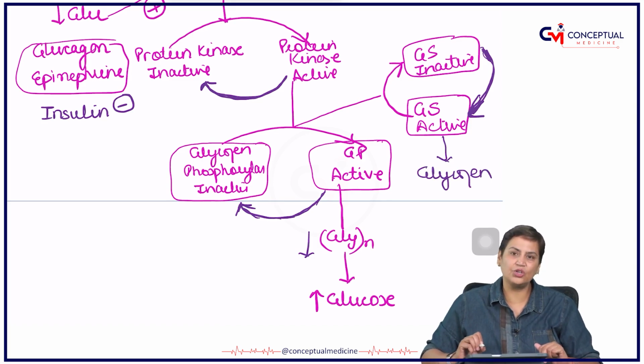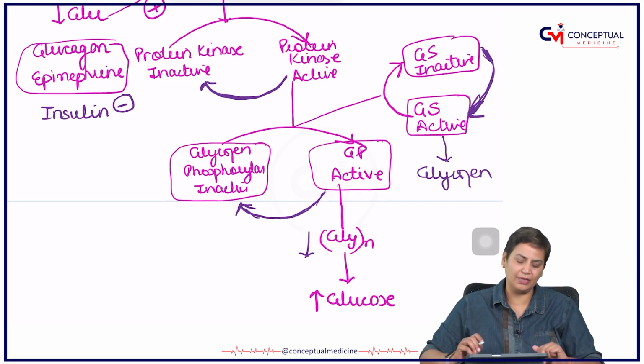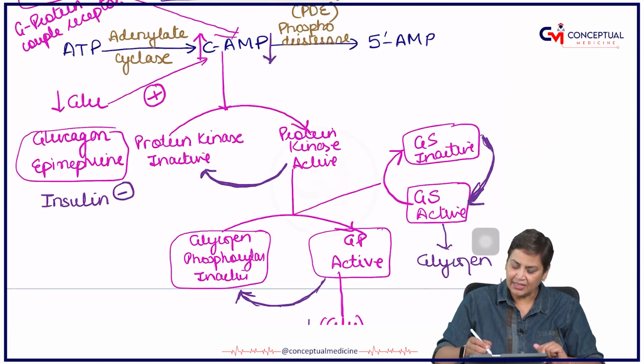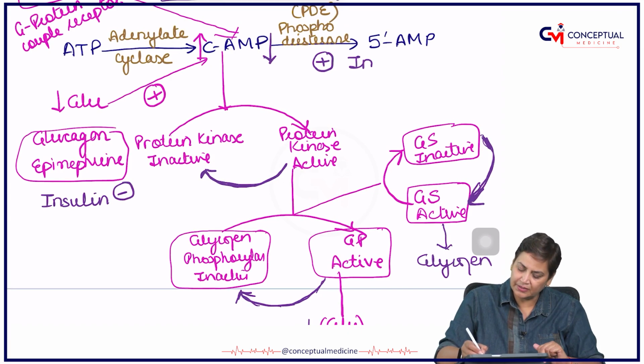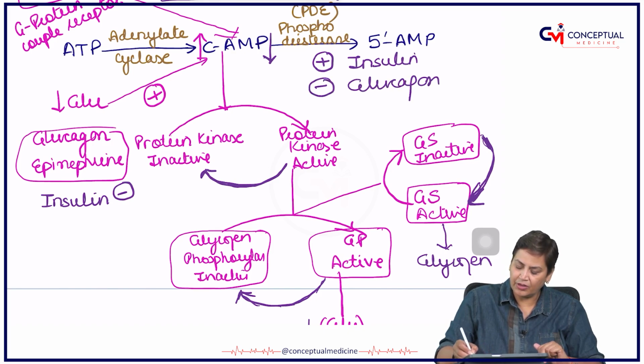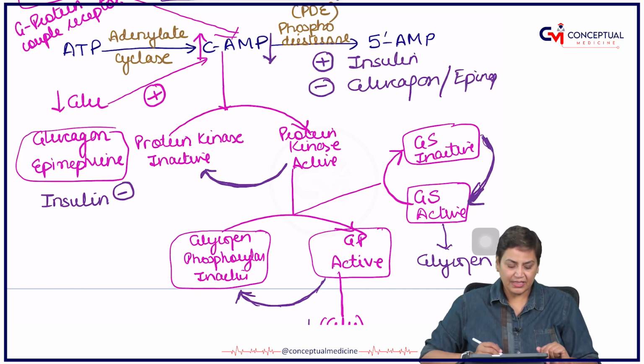So the concentration of glucose will come back to normal, and that is why we say that this phosphodiesterase is activated by insulin, whereas inhibited by glucagon or epinephrine. So this is the entire cascade of reactions where we can correlate the two things, how this covalent modification is directly related to the hormones.